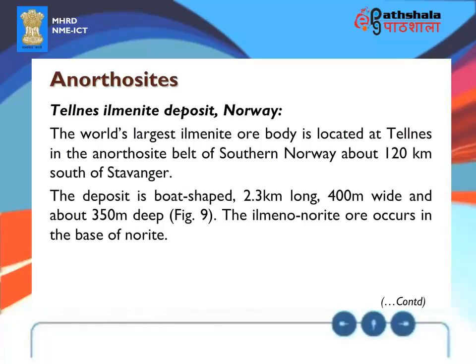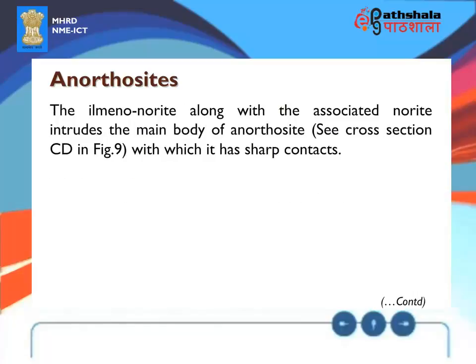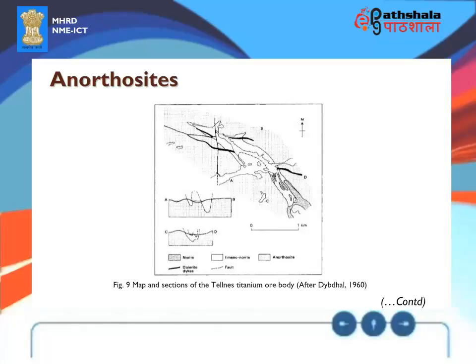Telnes ilmenite deposit, Norway. The world's largest ilmenite ore body is located at Telnes in the anorthosite belt of southern Norway, about 120 km south of Stavanger. The deposit is boat-shaped, 2.3 km long, 400 m wide, and about 350 m deep, as shown in figure 9. The ilmenite-norite ore occurs in the base of the norite. The ilmenite-norite, along with the associated norite, is included in the main body of anorthosite, cross-section shown as CD in figure 9, with which it has sharp contacts. Figure 9 shows the map and sections of the Telnes titanium ore body after Dybdahl 1960.